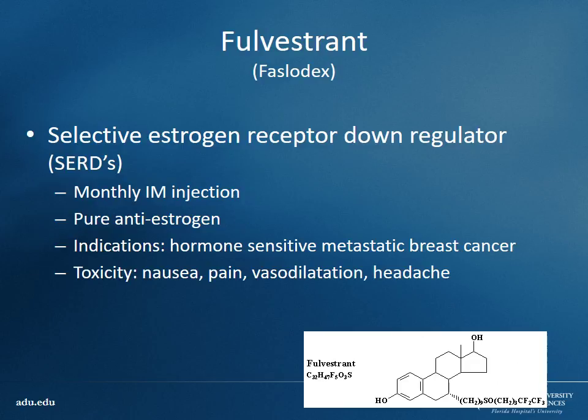And then we have fulvestrant. This is a selective estrogen receptor downregulator, or SERD, I guess. And this one actually is given as a monthly injection. This is a pure anti-estrogen, and so as you might imagine, you can see the side effects associated with that. Hot flashes being a pretty big one. A lot of vasodilation, nausea, and headache associated with that.